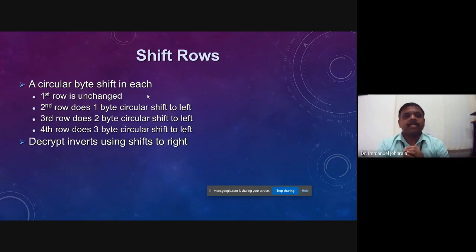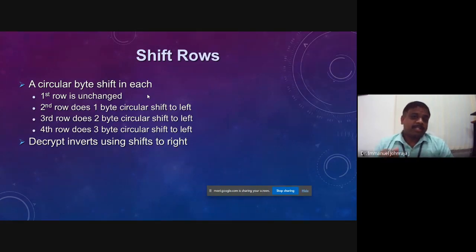Simple. Similarly, the third row does a 2 byte left shift. The fourth row goes for a 3 byte left shift. So first row, 0 shift, no shift. Then 1 byte, 2 byte, 3 byte, all circular left shift, which means it's not a plain left shift, it's circular, so it wraps around and engages the vacant place. That's what's happening in shift rows. Very simple, sir, nothing complicated.